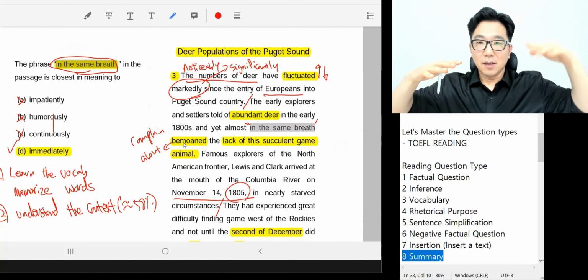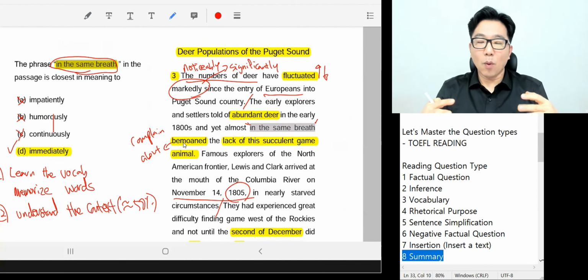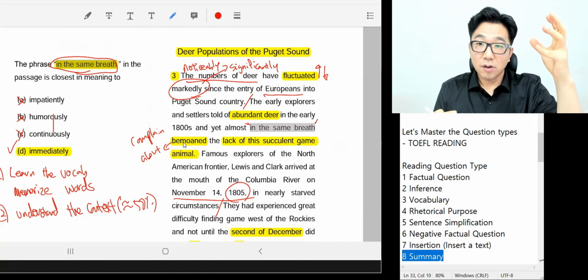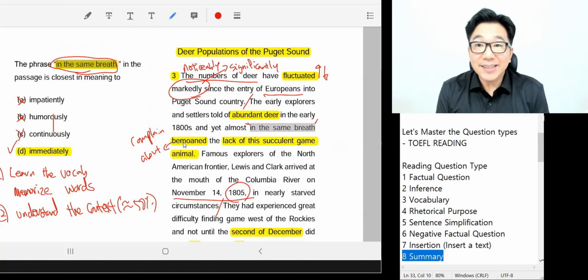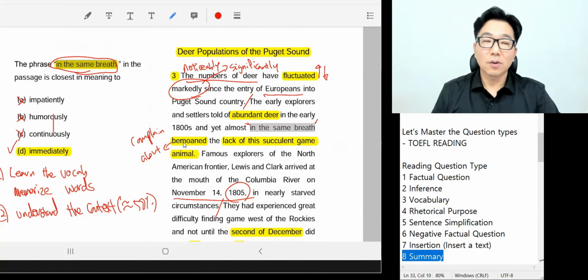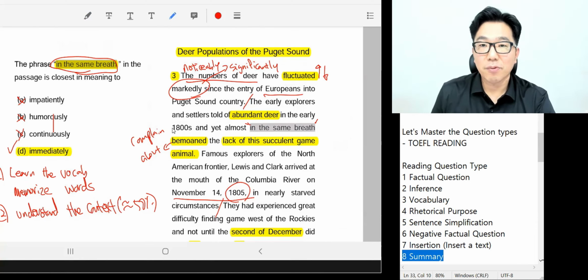Makes sense, right? So it's like one moment, it seems there are lots of deer. Another moment, like within a second, it seems there is no deer, right? So immediately makes sense. Okay, practically at the same time. Okay, so the perfect strategy, unfortunately or fortunately, is you have to learn the vocab. You have to build your vocabulary to understand the meaning of these words. Then you will choose the right answer each and every time.